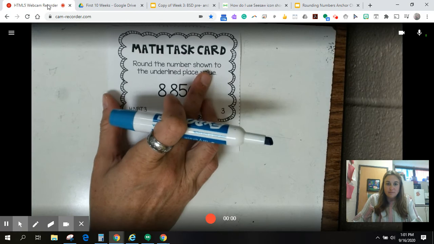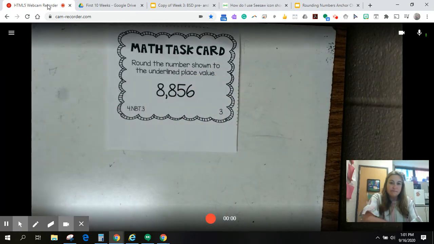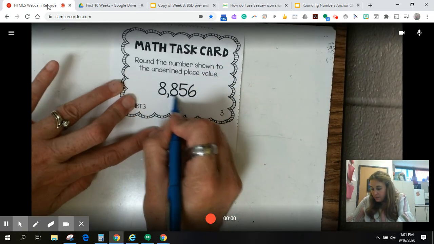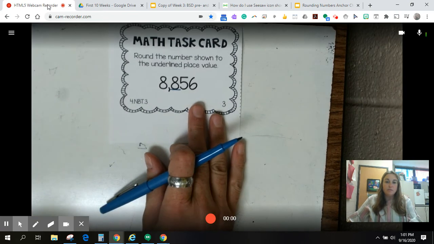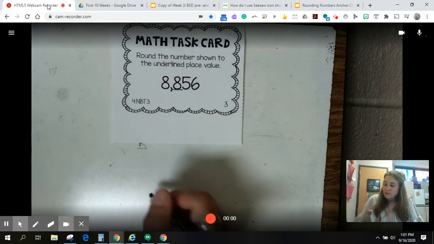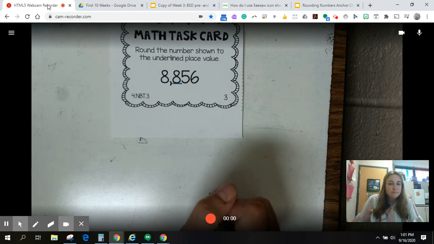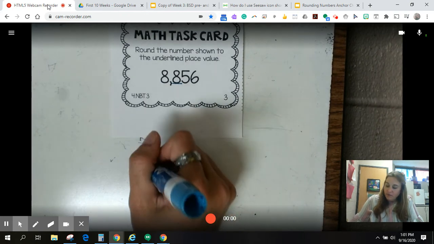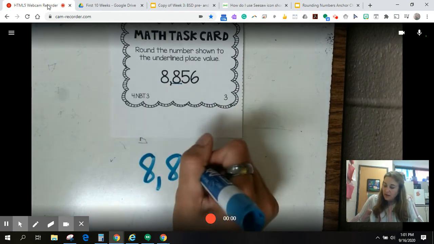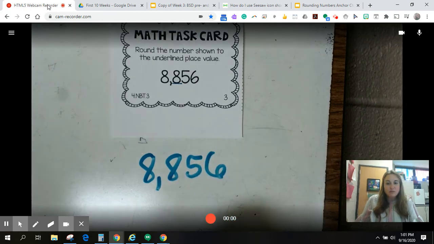Okay. And last but not least, if I can find it. There it is. Ooh, goodness gracious, that's a big one. Here we go. Rounding to the nearest hundred again. So our number is, read that number. 8,856. Sweet. Okay, underline the place in which we're rounding to, nearest hundred.